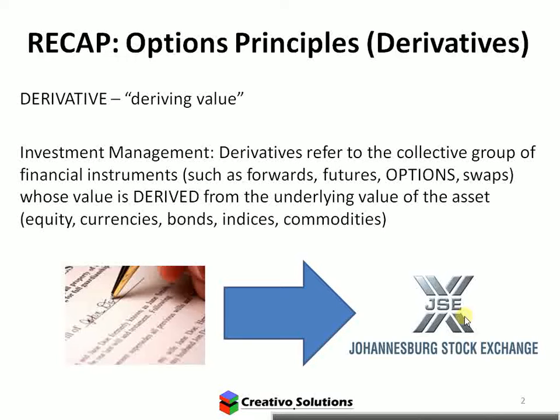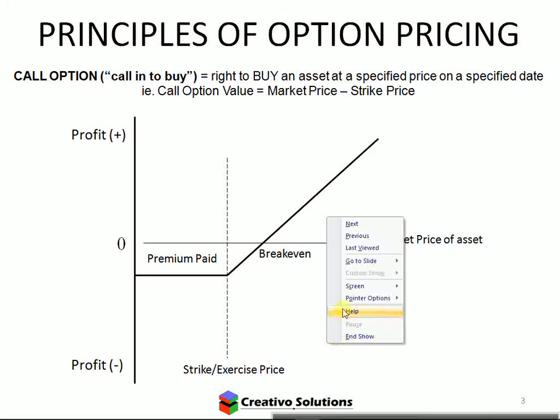Okay, and we can have a derivative for different things. Equity derivatives, currency derivatives, bonds, indices, commodities. There could be lots of different types of underlying assets.